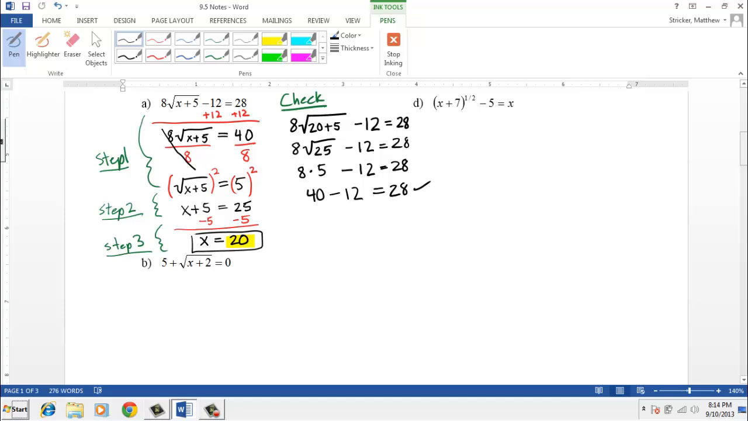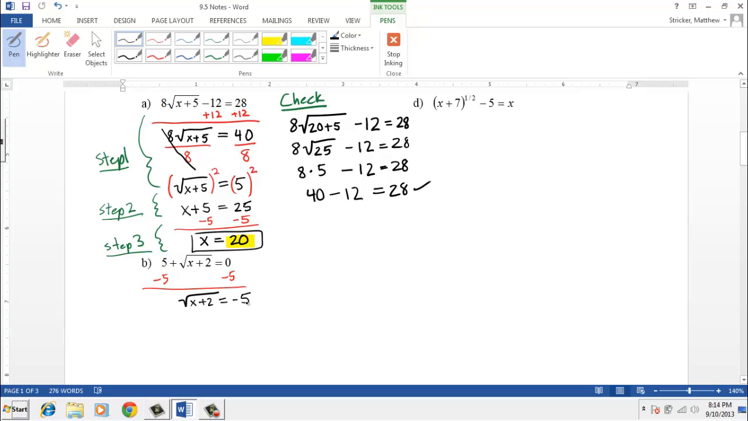Again, what should our first step be? We're trying to solve example B for x. Should be to isolate. So if I subtract 5 from both sides, that's going to give me the square root of x plus 2 on the left side. And on the right hand side we get negative 5.